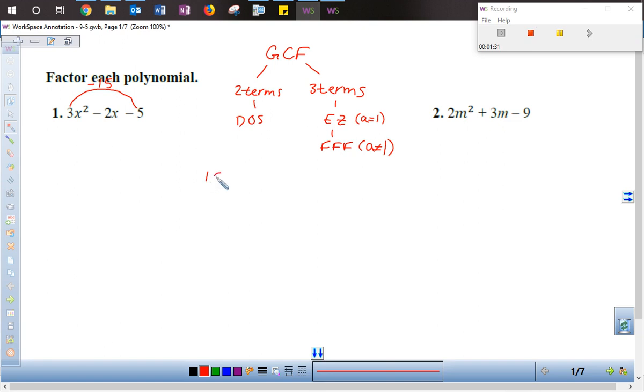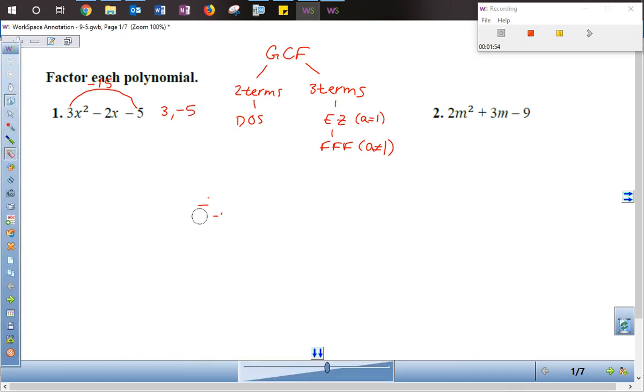So I can list the factors of 15: 1 and 15, 3 and 5, but since it's a negative 15, one of my factors has to be negative, and they need to add together to be negative 2. If I end up with a negative number after I add them together, that means my bigger number has to be negative, and 3 and negative 5 are the two factors that add together to be negative 2.